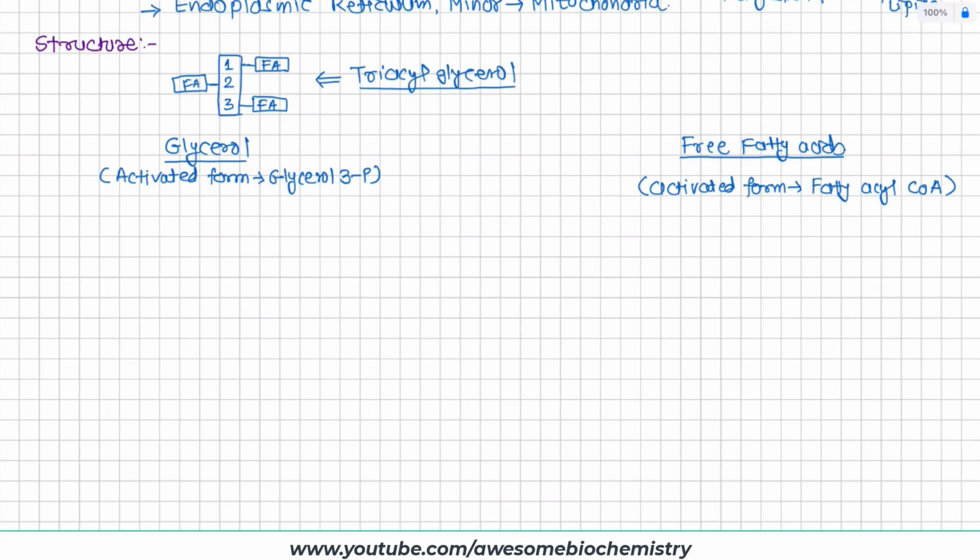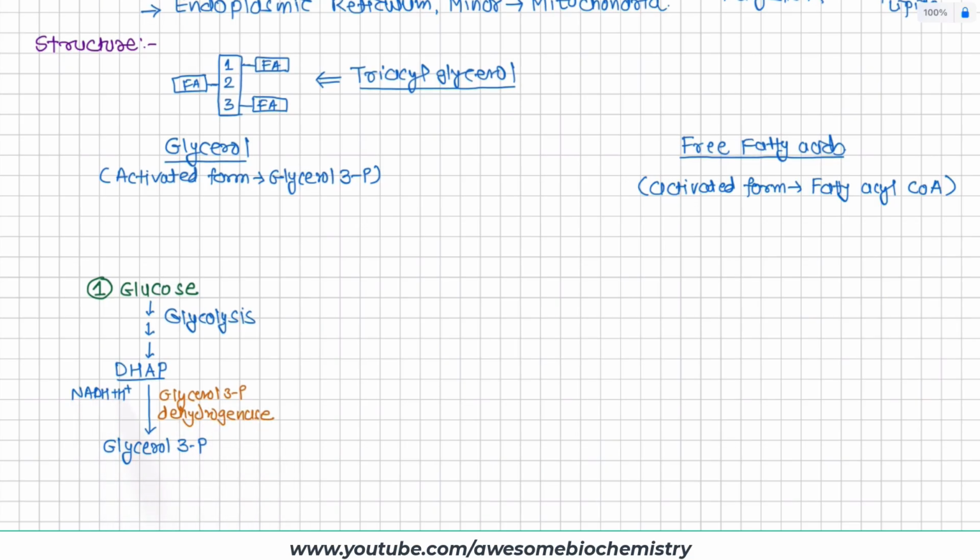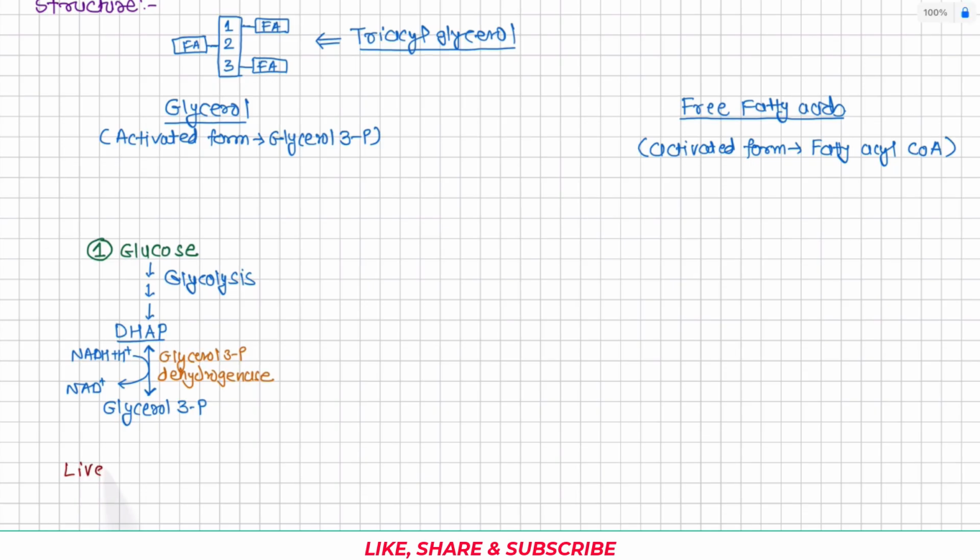There are 3 possible pathways that can generate glycerol 3-phosphate. The first pathway uses glucose. When glucose undergoes glycolysis, it produces an important intermediate called dihydroxyacetone phosphate, or DHAP for short. DHAP can be reduced to glycerol 3-phosphate by the enzyme glycerol 3-phosphate dehydrogenase. This reaction converts NADH plus H plus into NAD plus. This reaction is technically reversible. That's why I am drawing a double-headed arrow. But when glycolysis is actively running, there is a large inflow of DHAP and the reaction gets pushed towards glycerol 3-phosphate. This pathway occurs in both liver and adipose tissue cells.